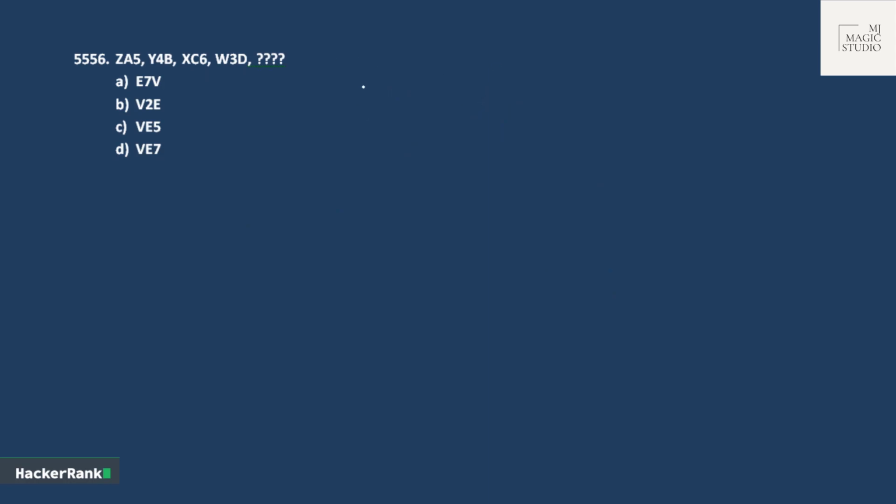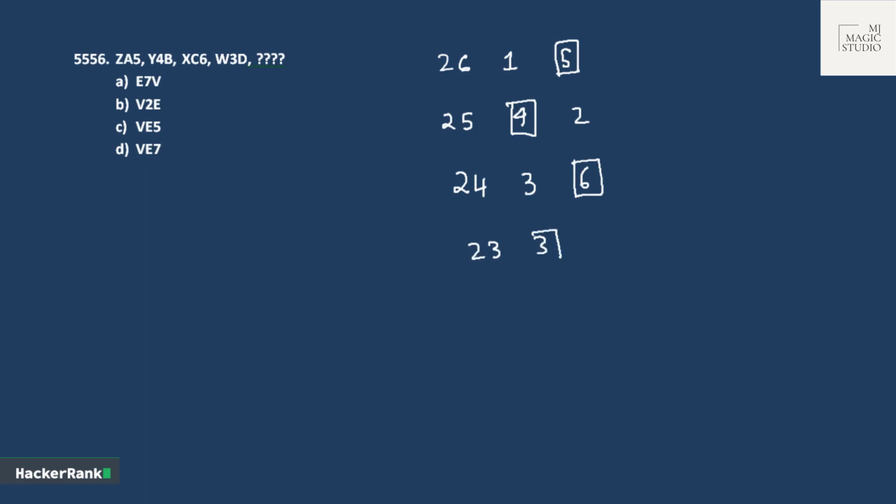Again, next one is also a similar kind. I'll use the same process. Convert it into numbers. Z is 26, A is 1, and then we have this number 5. Here Y is 25, number 4, and then B is 2. X is 24, C is 3, and then number 6. W is 23, 3 is the number. 3 is the number? Oh yes. And then we have got D.